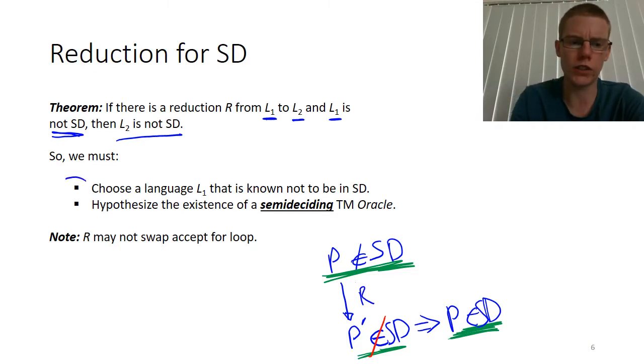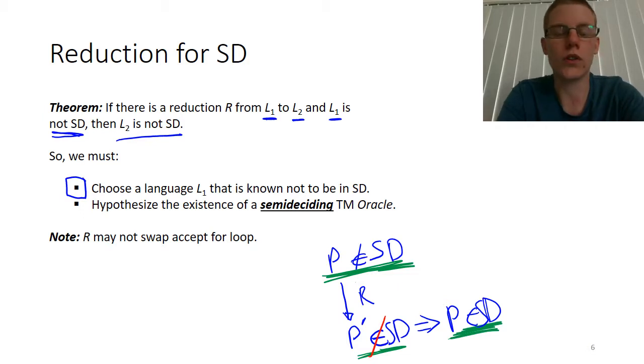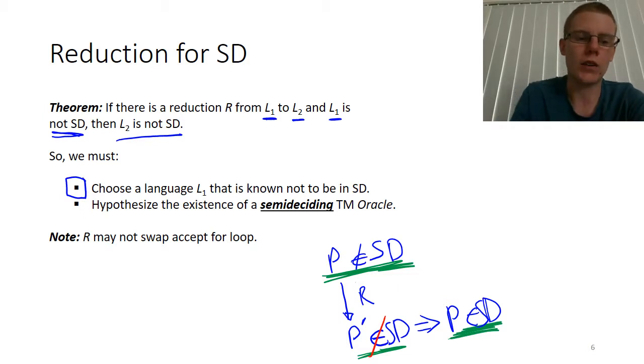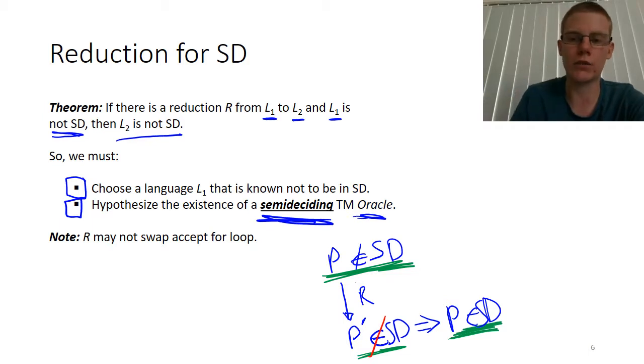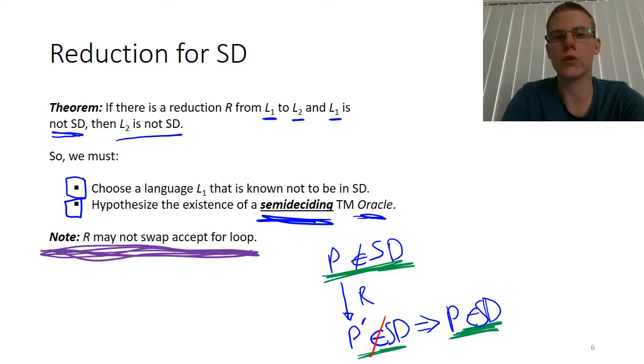So, first we obviously choose L1 to be not a semi-decidable language, and we hypothesize the idea of an oracle which semi-decides the language L2. So that is the key. We work with languages that we know are not semi-decidable, and our reductions will hinge on the idea of only a semi-deciding Turing machine for oracle. Now obviously here we have to be careful when we consider the idea of swapping things around, and we can't swap, our reduction cannot swap accepting states for looping.